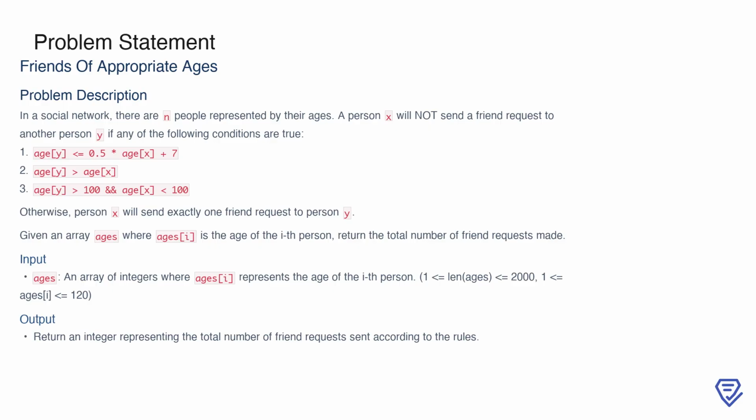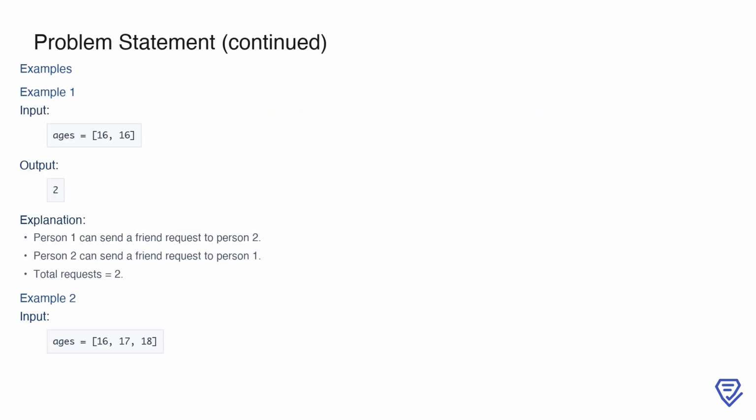If none of these conditions are true, person X will send exactly one friend request to person Y. Given an array of ages, where each age corresponds to a person, the task is to calculate the total number of friend requests sent based on these rules. The input is the array of ages, and the output is the total count of requests. To better understand the rules, let's look at some examples.